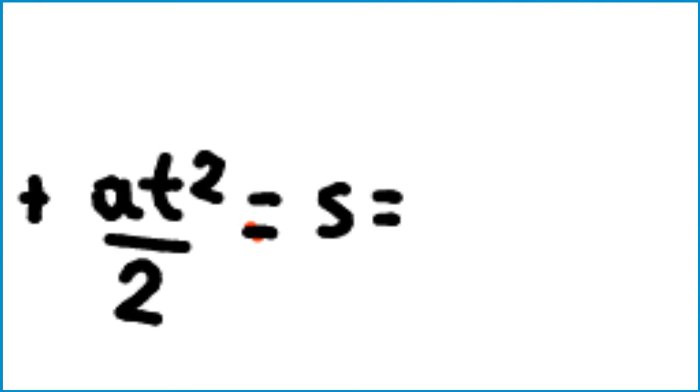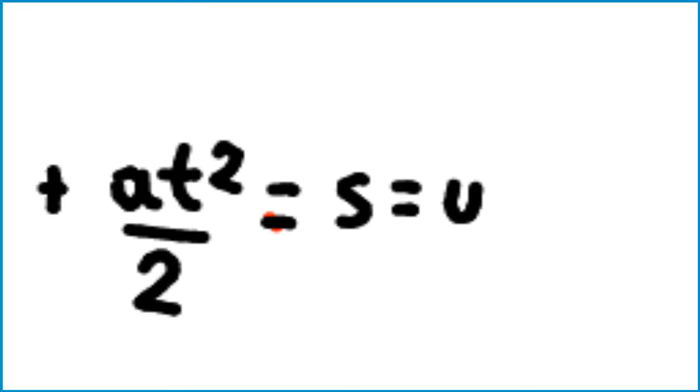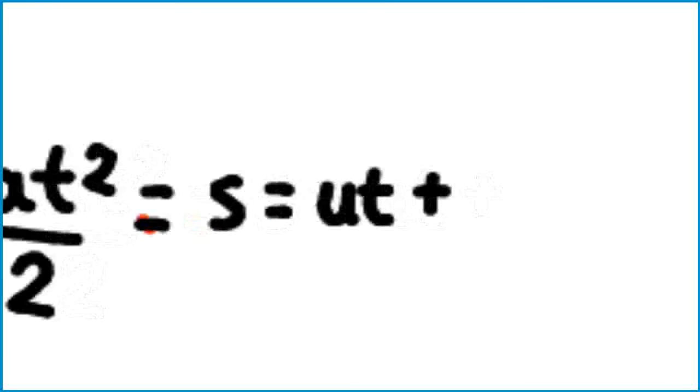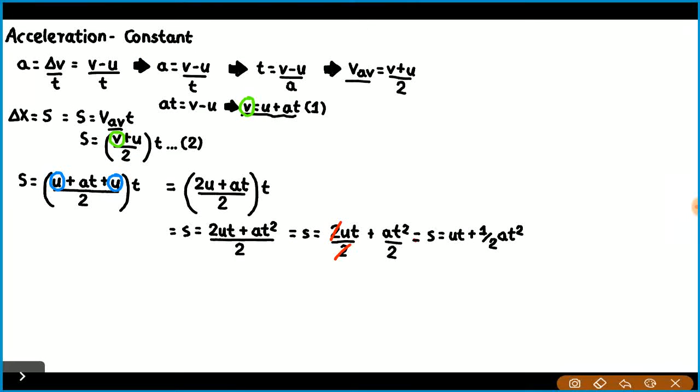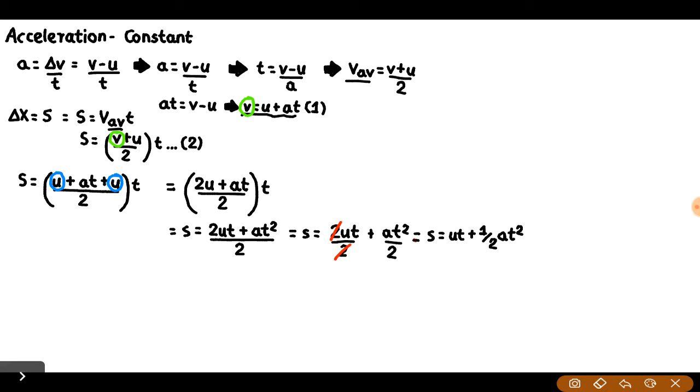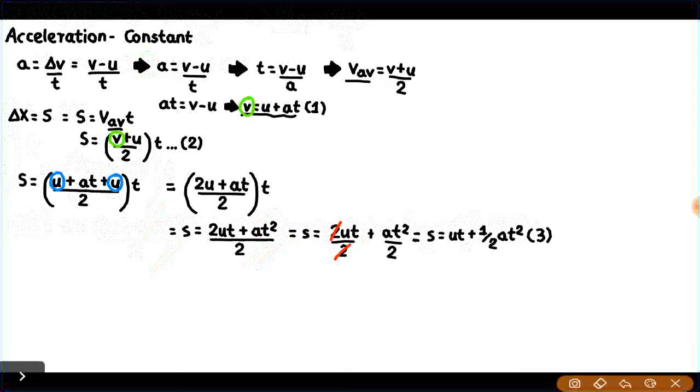S is equal to, we cancel here 2 by 2, then the remaining is ut plus half of at square. So it's not actually difficult to calculate like that, because these calculations are really important for your future. So we can mention here, this is the third equation.